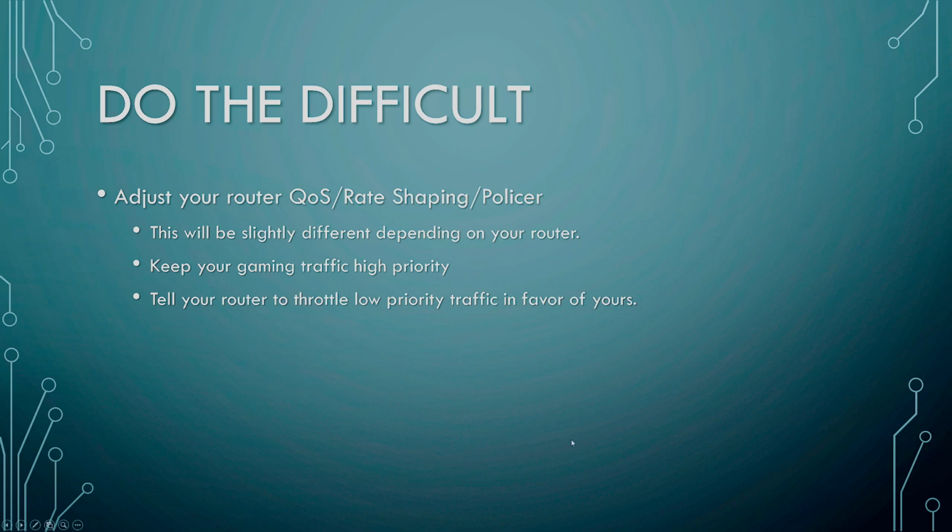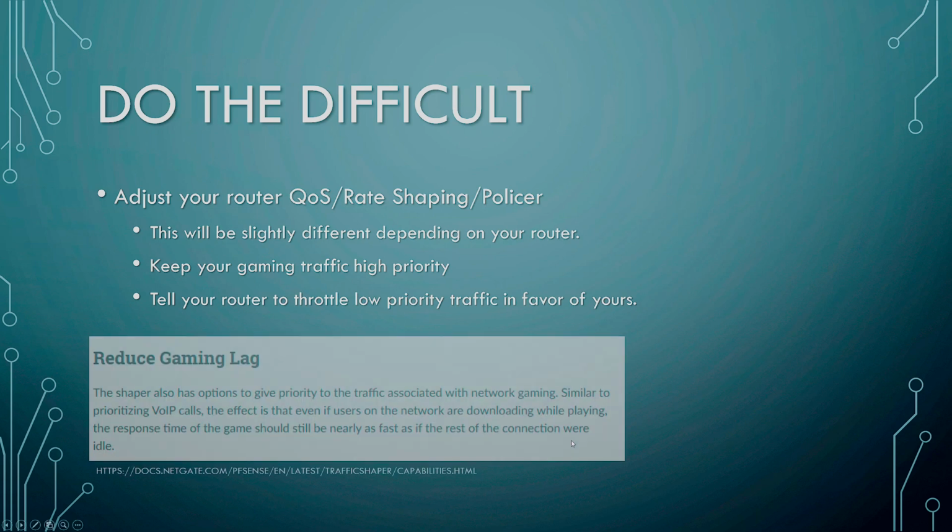I personally use a pfSense firewall, and they actually have a little snippet on reducing gaming lag by using their rate shaping or policers. They say the shaper also has options to give priority to the traffic associated with network gaming, similar to prioritizing VoIP calls. The effect is that even if users on the network are downloading while playing, the response time of the game should still be nearly as fast as if the rest of the connection were idle.